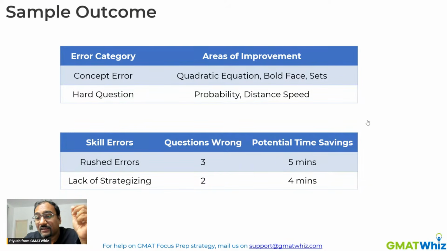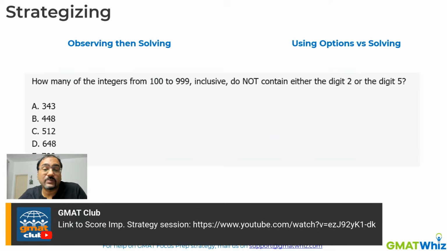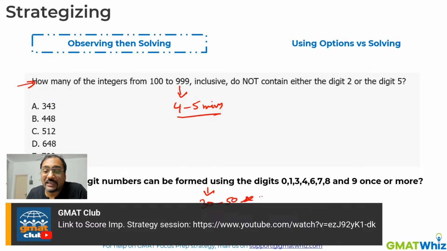And this is something which I've covered in my score improvement strategy session. I'm giving the link for that. I showed this example of this particular question where instead of solving, you should observe the question first. And this is what the official question of GMAT is. And this is what the simplified version of that is. If you do the question like this, you might end up spending 4 to 5 minutes on the question. If you do the question like this, you will get the question done in 30 to 50 seconds. That's it. It's that easy a question.